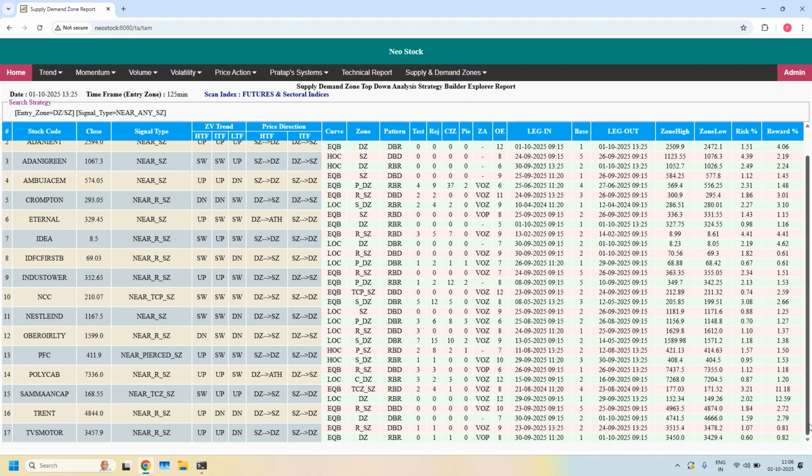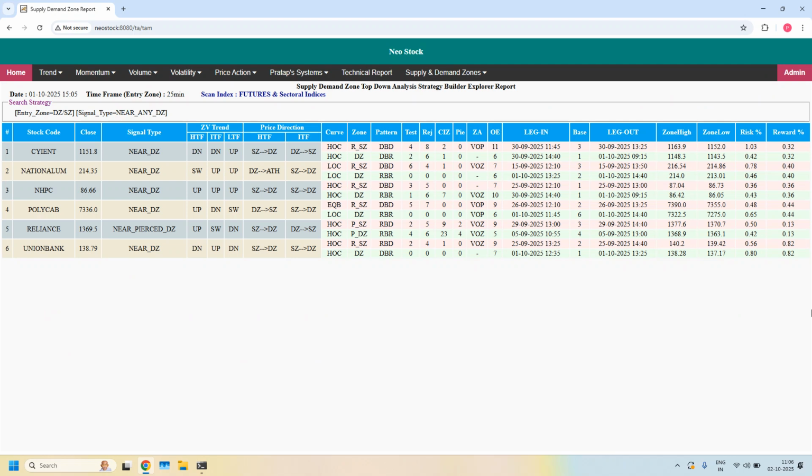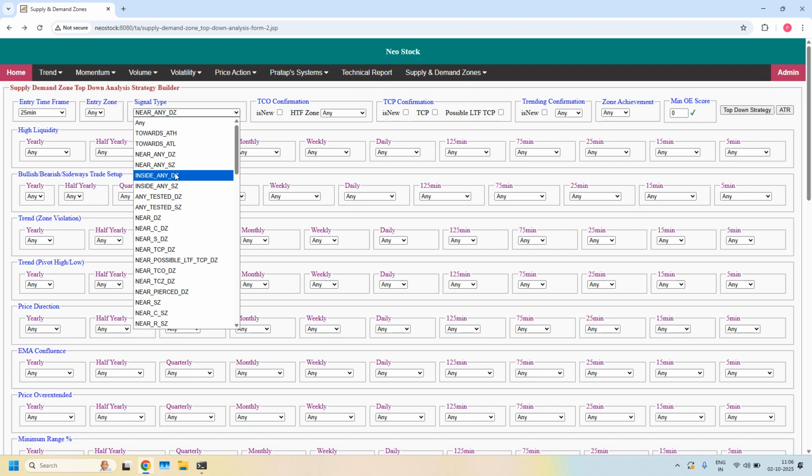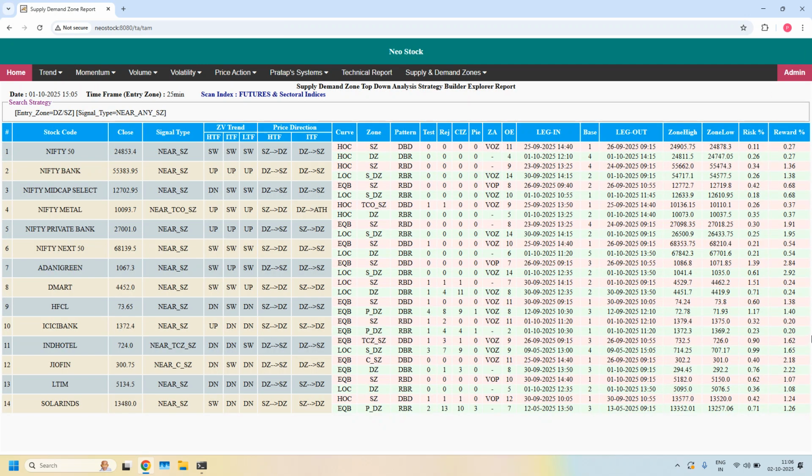Next time frame 75 minutes already generated. So the next time frame is 25 minutes. Stocks near 25 minutes demand zone. 6 stocks. Next, stocks near to the 75 minute supply zone. We got 14 stocks.